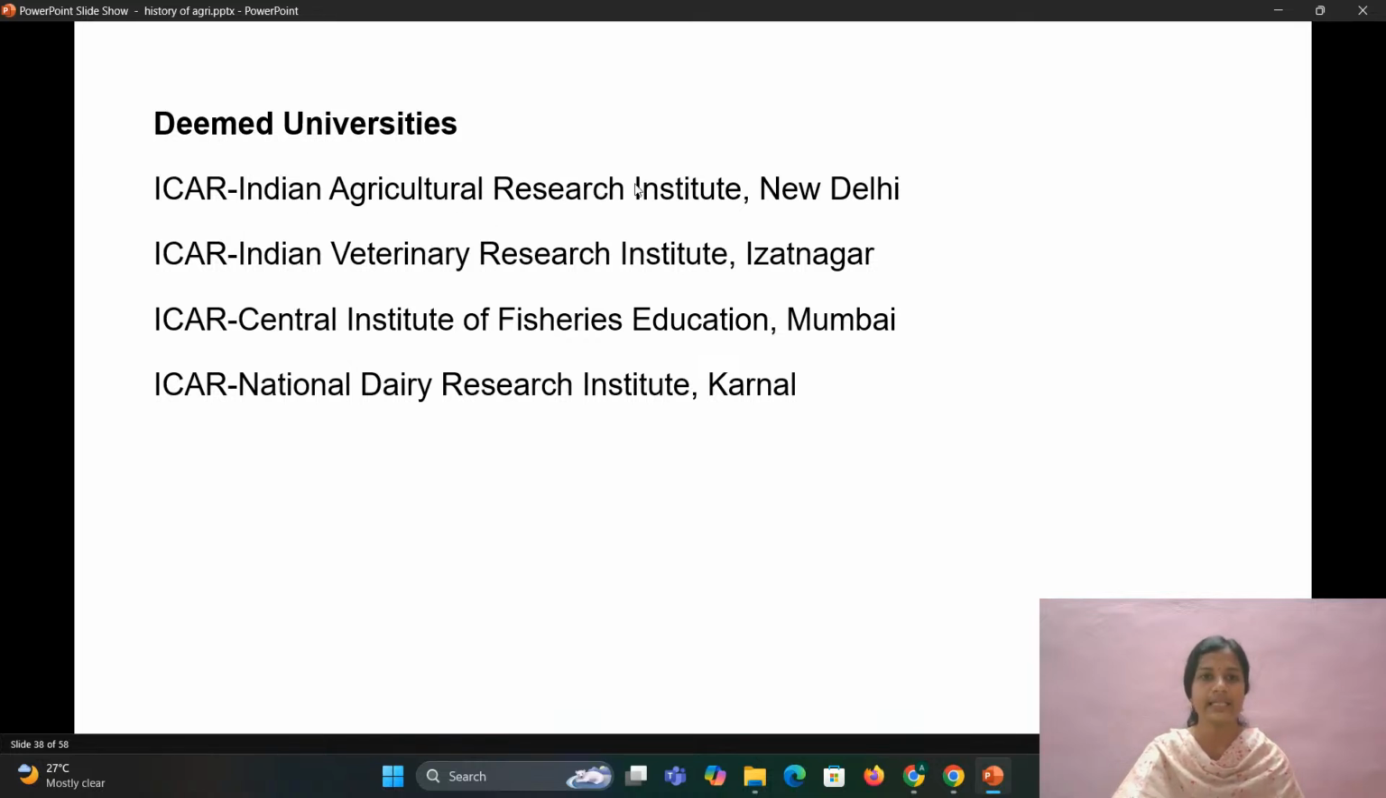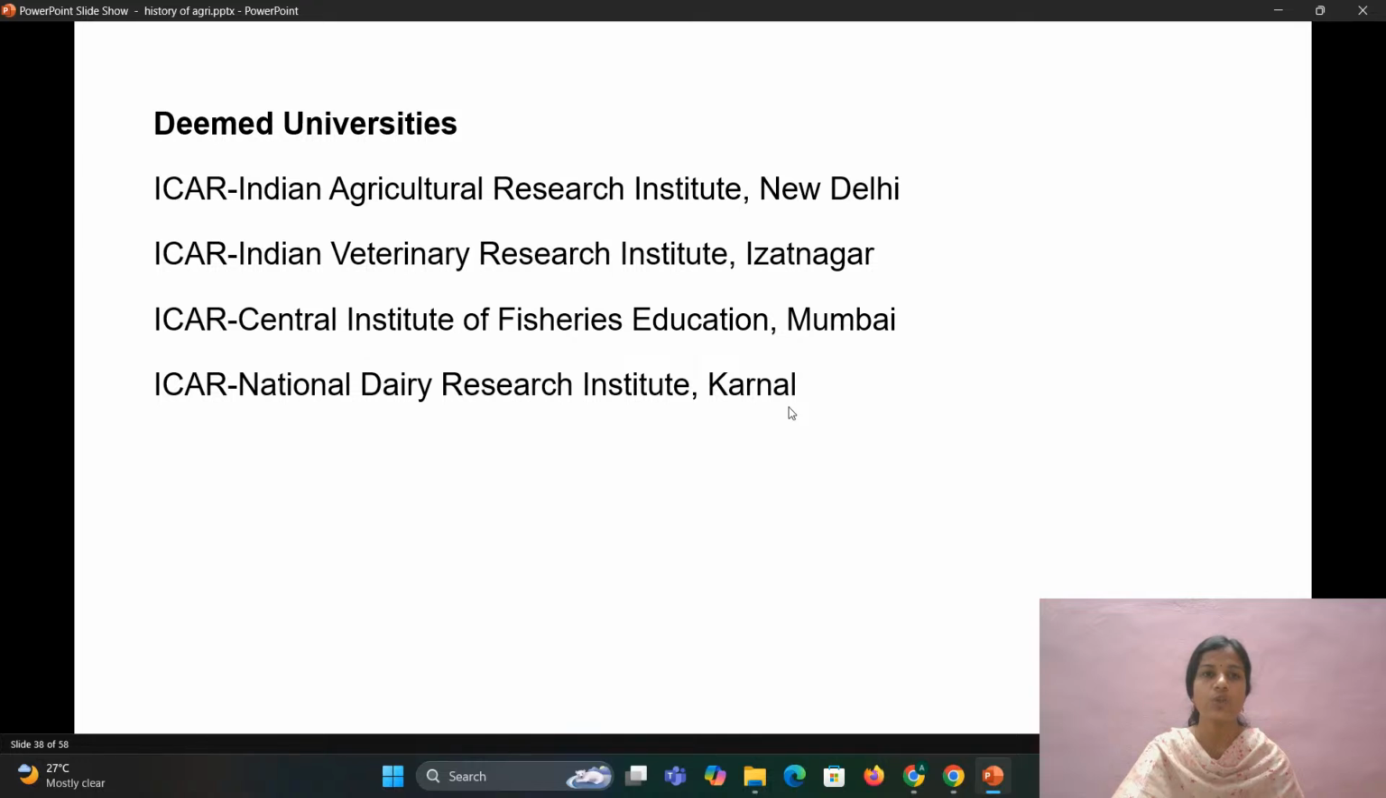IARI, that is Indian Agriculture Research Institute, IVRI, Indian Veterinary Research Institute, Central Institute of Fisheries Education, National Dairy Research Institute. You should also know the location of these institutes: IARI is presently located at New Delhi, IVRI at Hisarnagar, Central Institute of Fisheries Education at Mumbai, National Dairy Research Institute at Karnal.